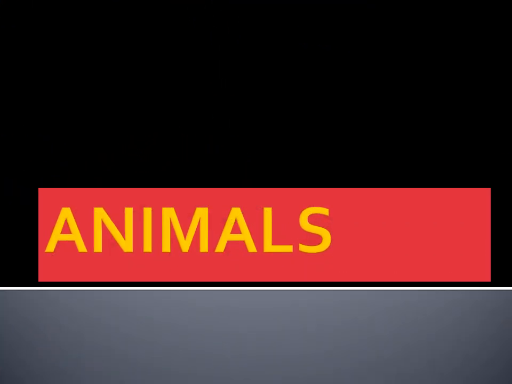Our lesson today is animals. Last time we talked about classification of animals, whereby we said that animals are classified into two, that is vertebrates and invertebrates. We said vertebrates are animals with a backbone.